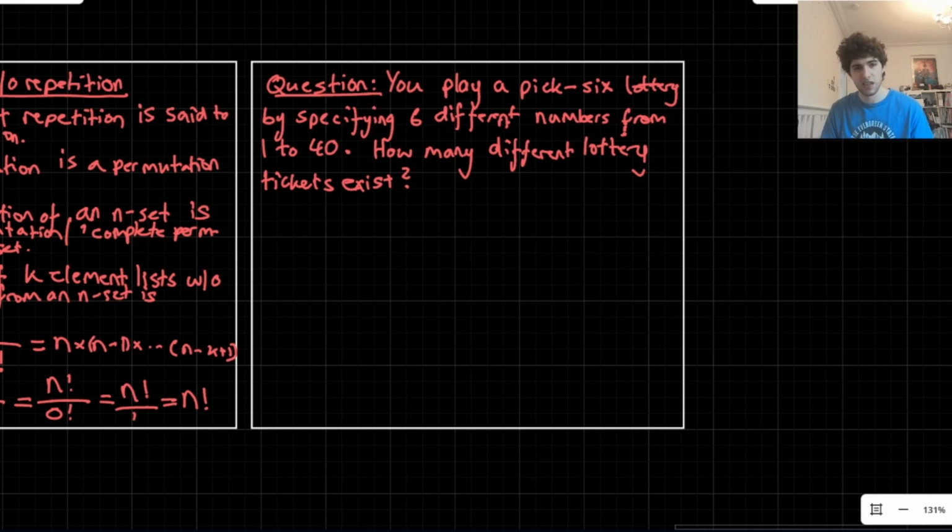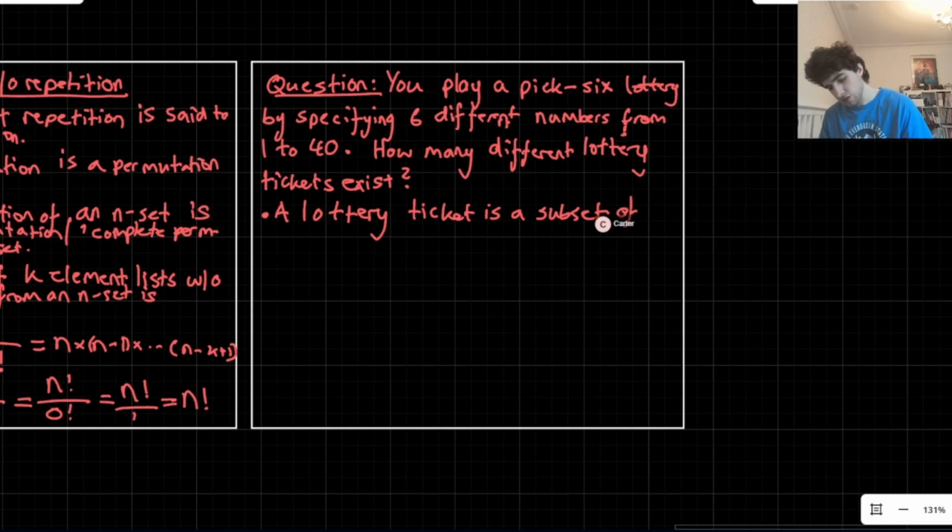So instead of lists now, we need to think about sets. Specifically, a lottery ticket is effectively a size 6 subset of the set from 1 to 40, because we're choosing numbers from the set of natural numbers from 1 to 40, and the size of it is 6. So if we know how many subsets of a 40 element set there are of size 6, then we answer the question.